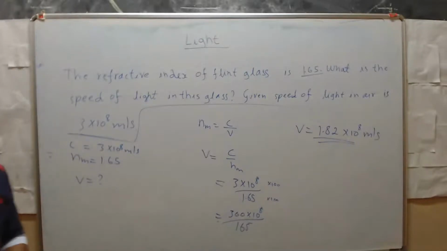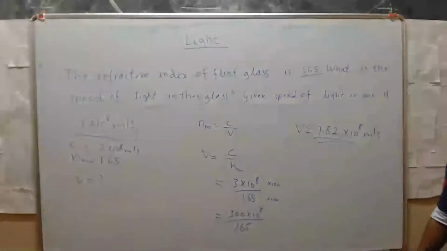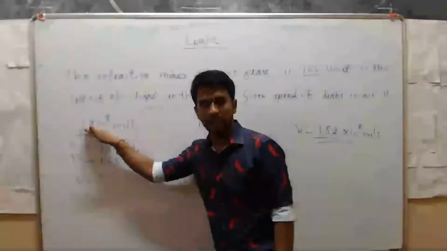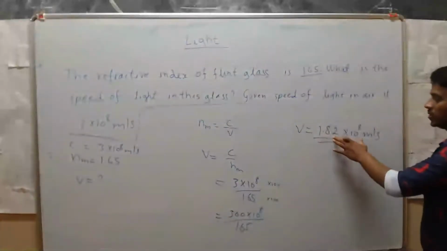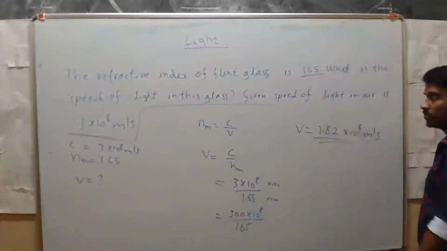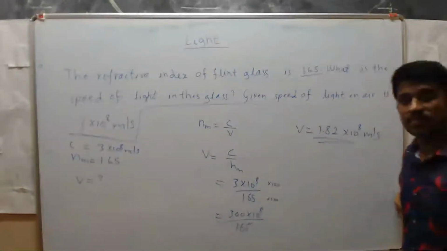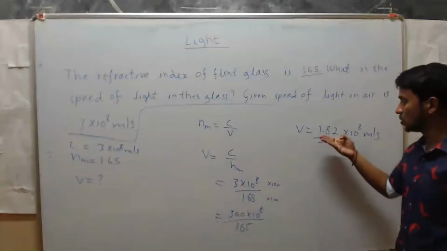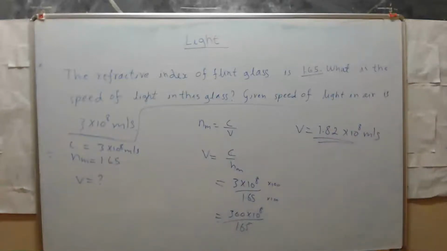Here air is a rarer medium and flint glass is a denser medium. In air the speed of light is 3 into 10 raised to the power 8 meter per second, but here the speed of light is 1.82 into 10 raised to the power 8 meter per second. The speed of light is reduced because flint glass is a denser medium.